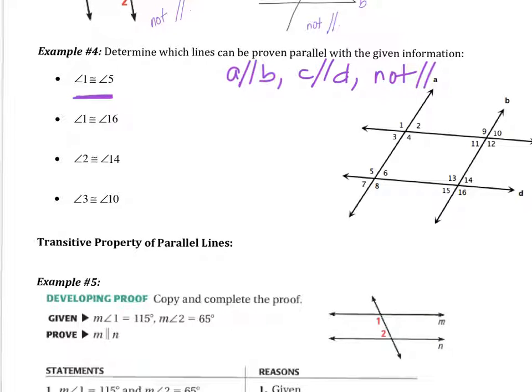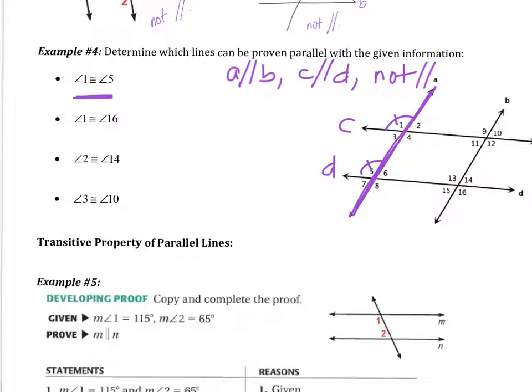All right, so the first one, angle 1 and angle 5. I'm going to mark angle 1 congruent to angle 5. So here's the thought process. Angle 1 is on what line and angle 5 is on what line? They are both on C and D, and line A is its transversal line.